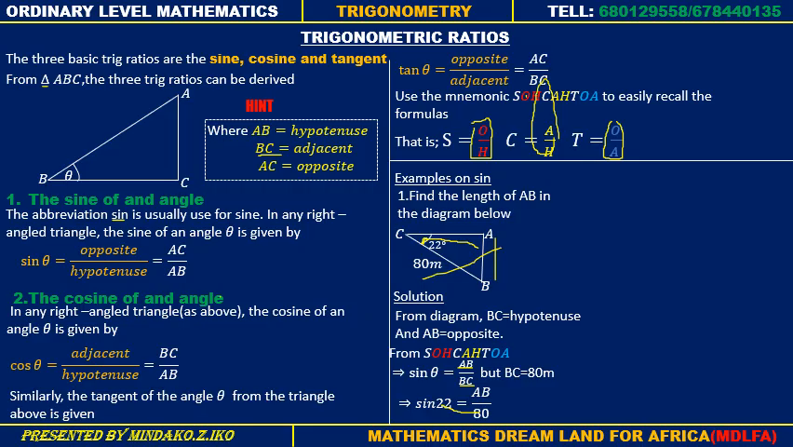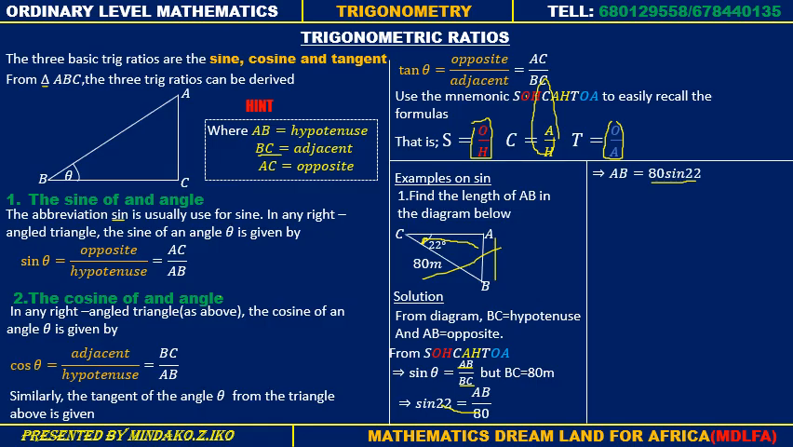Okay, but now since we don't know AB, we are going to cross multiply, and if that is done, we are going to have that AB equal to 80 sine 22. So this is it here. AB equals 80 sine 22.